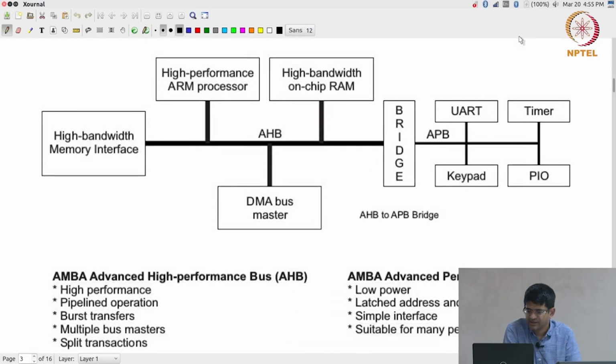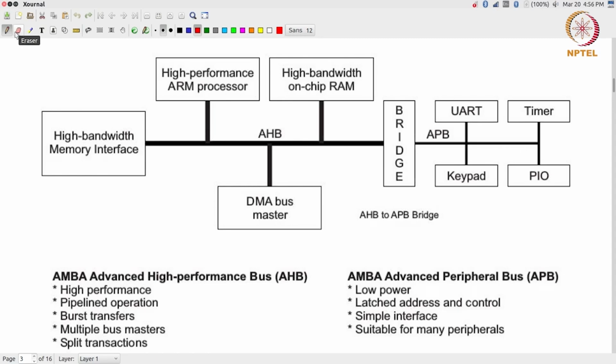So let us start with a generic picture of what a high performance bus based system looks like, right? What we are essentially talking about is something like this. Of course, this is defined by ARM, therefore they assume that what you have is an ARM processor, a high performance ARM processor as they call it, right?